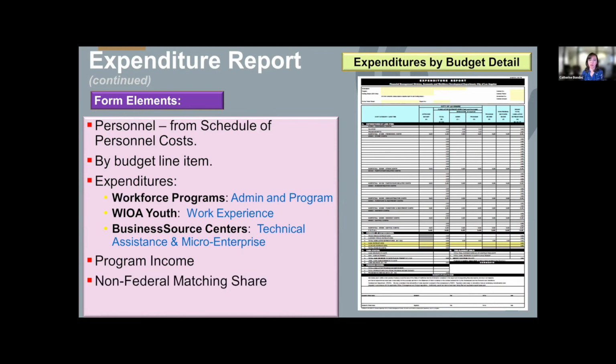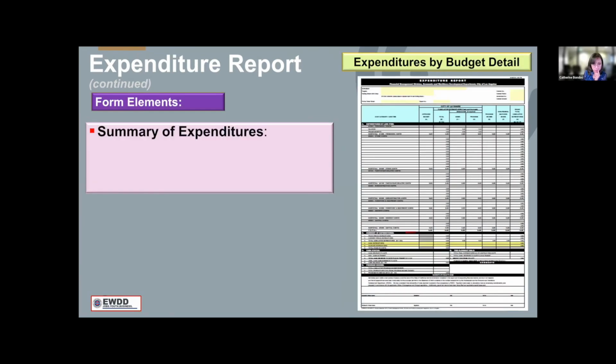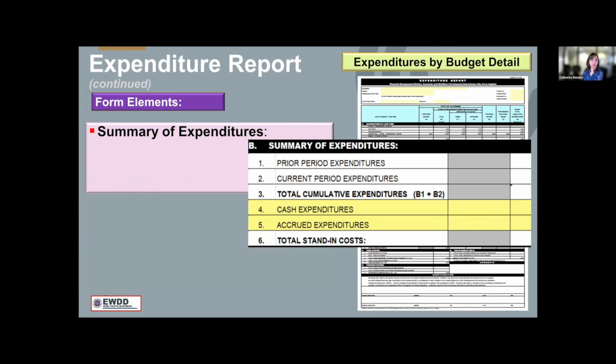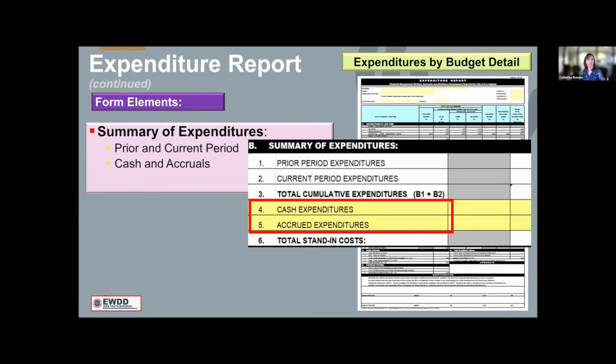I wanted to direct your attention to here. This part is where you break down your prior period and current period expenditures. We're asking for this because WIOA, for example, actually asked for this information. It's not to make your lives harder, it's just we need to keep track of it. Here is a portion where you're breaking down what's cash and accrued. We had to add this as a component of our expenditure report because of Department of Labor. Because we were not asking you to break it down, they dinged us for that one. And that's why that's on the expenditure report.